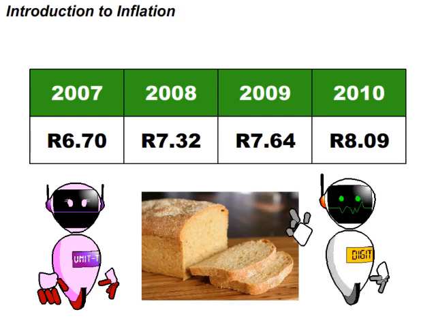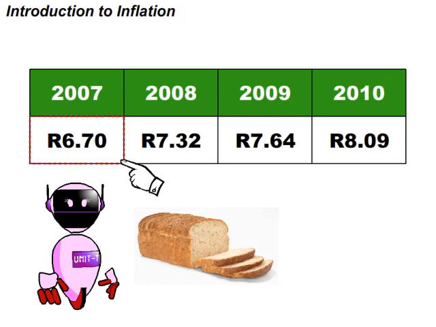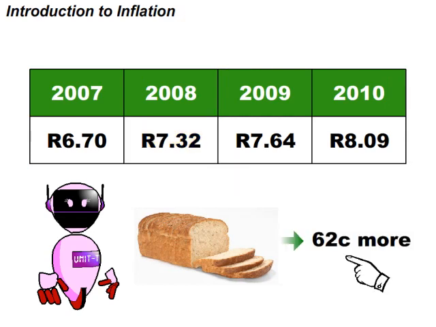Please explain the meaning of purchasing power. A loaf of bread cost 6 rand and 70 cents in 2007. If we buy the same loaf of bread a year later in 2008, it will cost 7 rand and 32 cents. That's 62 cents more.